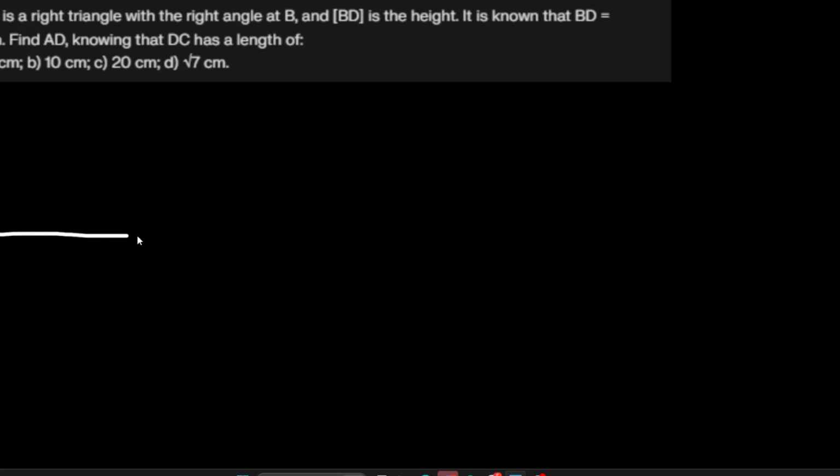BD's height, find AD and DC length. So if BD is 4 centimeters, the height is 4 centimeters, right? We're trying to find out BD is 4, and then we have to find out what DC or CD is, which would give us the answer.